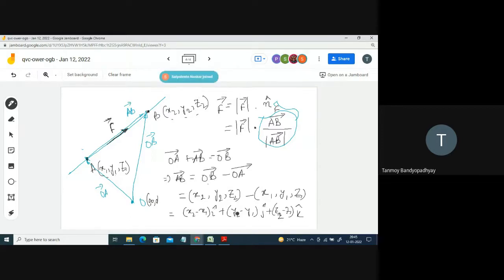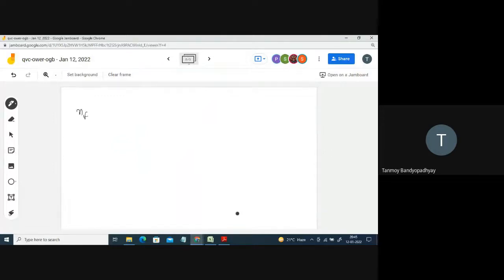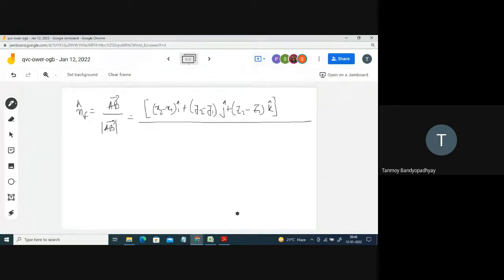Then how to find the unit vector n cap? I will write it once. So what will be n cap? n cap should be equal to the AB vector divided by the magnitude of the AB vector. The AB vector we got is (x2 minus x1) i cap plus (y2 minus y1) j cap plus (z2 minus z1) k cap, divided by the magnitude. The magnitude will be the square root of (x2 minus x1) whole square plus (y2 minus y1) whole square plus (z2 minus z1) whole square.